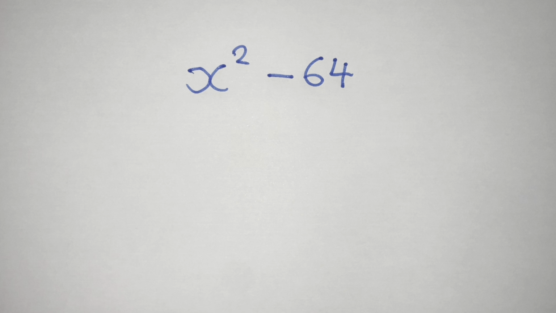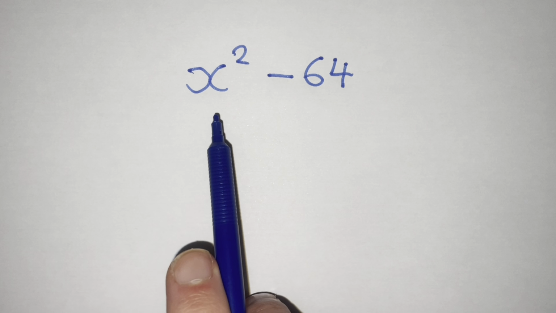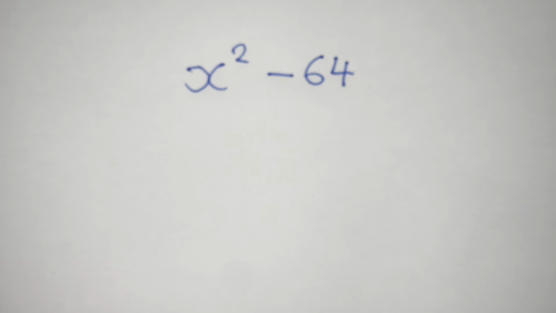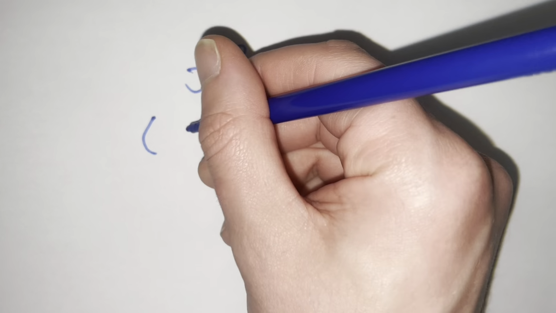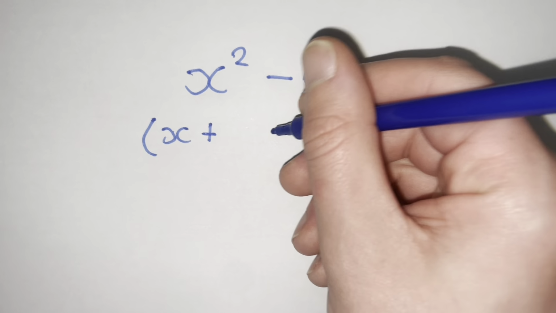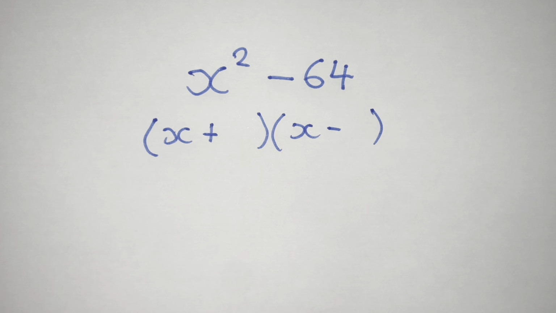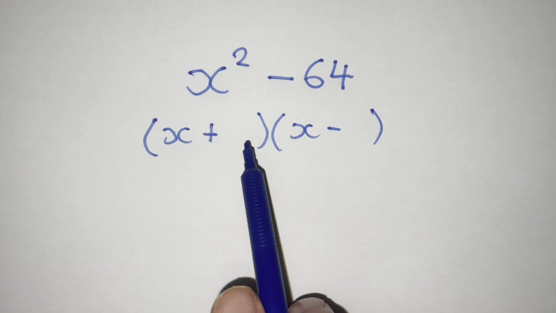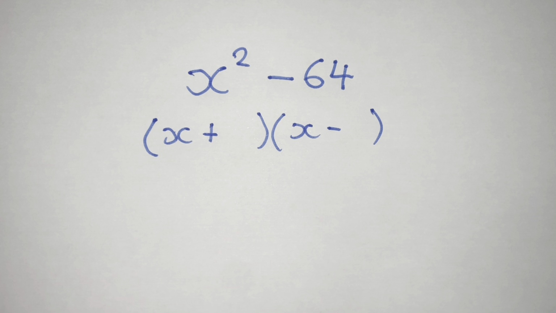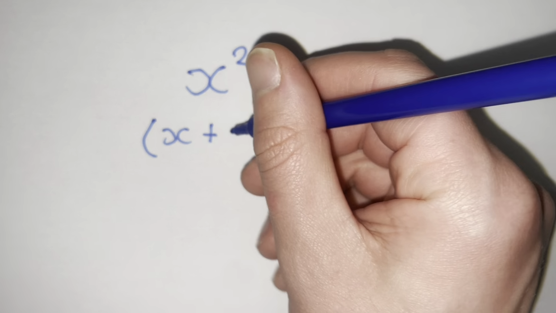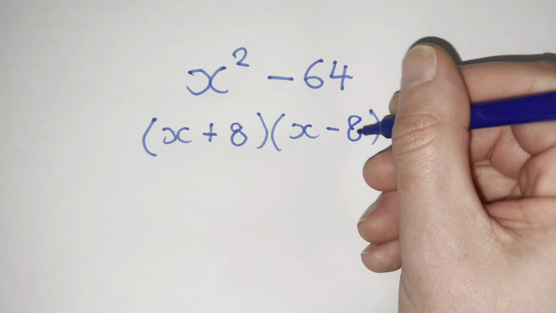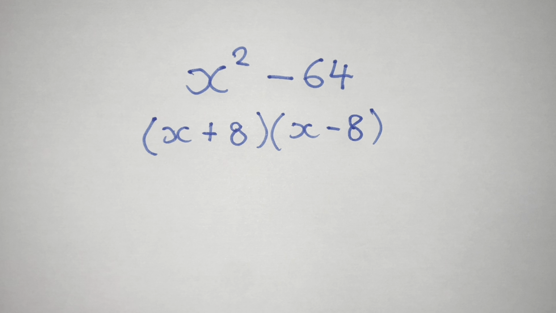Let's take a look at another example. This time we have x squared minus 64. So again, to factorise this, we are going to have double brackets where the first bracket is x plus and the second bracket is x minus. And the number that's going to go in these gaps will be the square root of 64. That's 8. So factorising this expression, we get x plus 8, x minus 8.